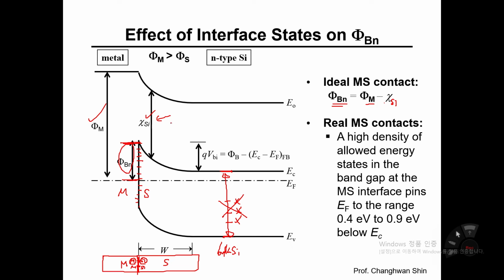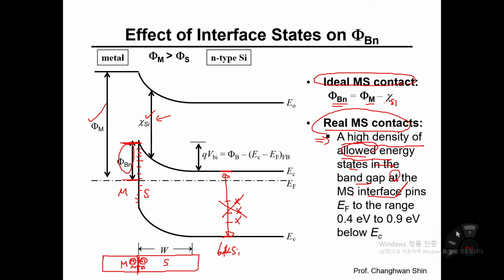Once we are using the silicon material, there is no option to modify the electron affinity of silicon. However, that is all for the ideal MS contact. But in real MS contact, as described here, there is a high density of allowed energy states in the bandgap at the interface. Allowed energy means the electron can take this energy state in the bandgap at the MS interface.